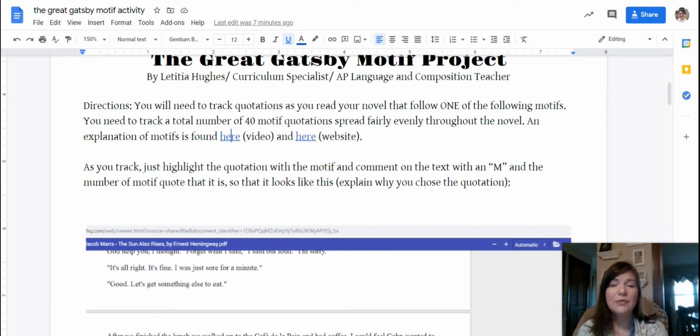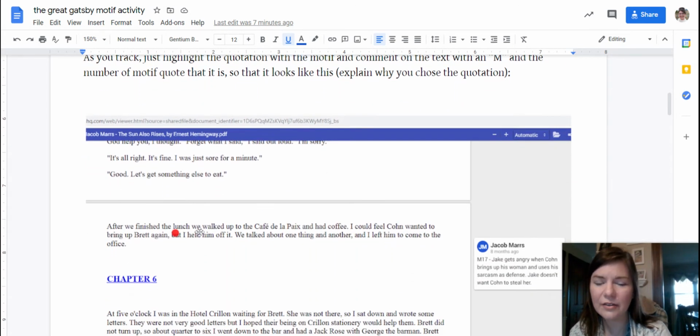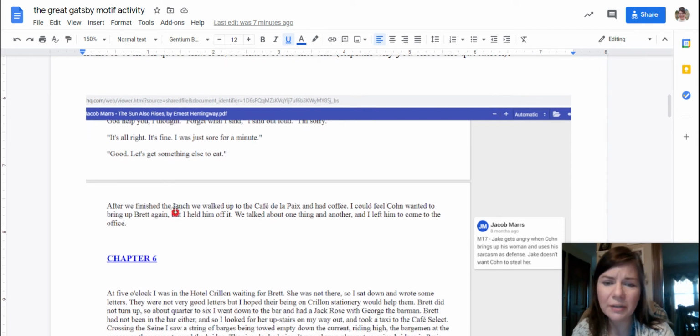And you're going to be finding 40 quotations as you're reading that are using your motif. Okay, and here's how you're going to track them. We are going to be reading The Great Gatsby as a PDF in Kami. Whenever you find a quote in your book, you're going to highlight it or mark it with the little comment box dot where you want to make your comment. This is actually an example from a student for the book The Sun Also Rises, so it's not The Great Gatsby. You're going to put a dot.